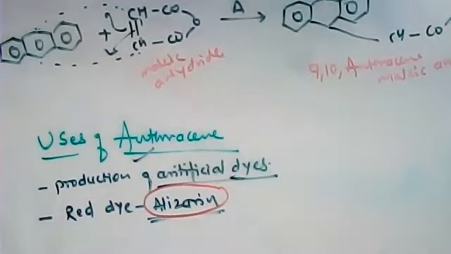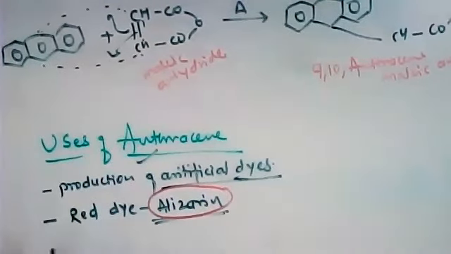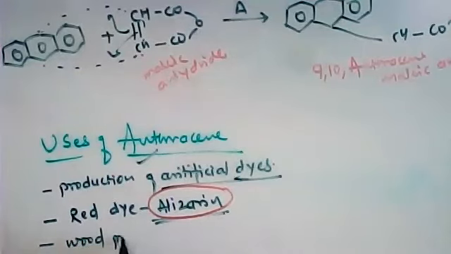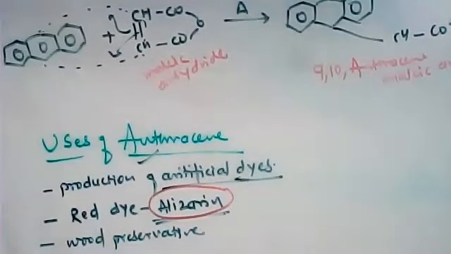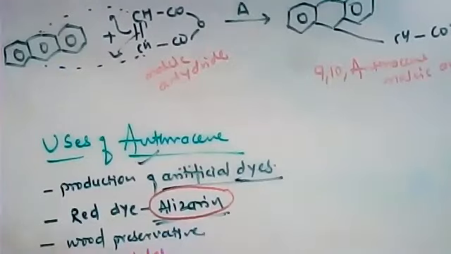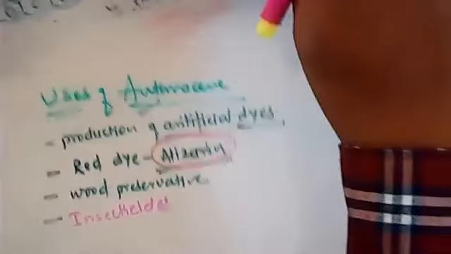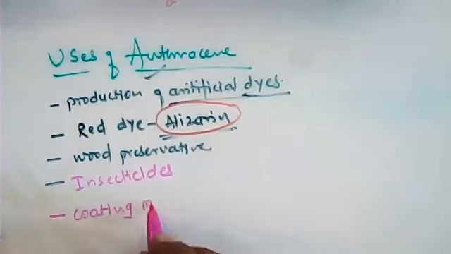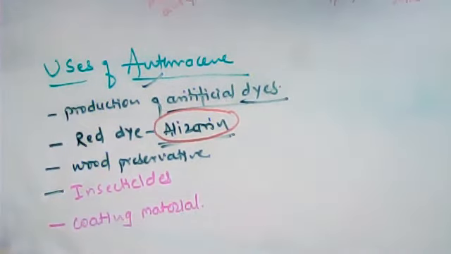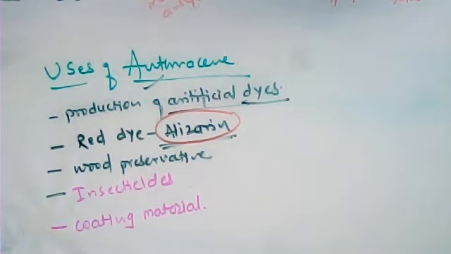It is also used in wood preservatives. It is also utilized for the preparation of insecticides and coating materials, as a coating for wood for protection from insects or from wood degeneration.